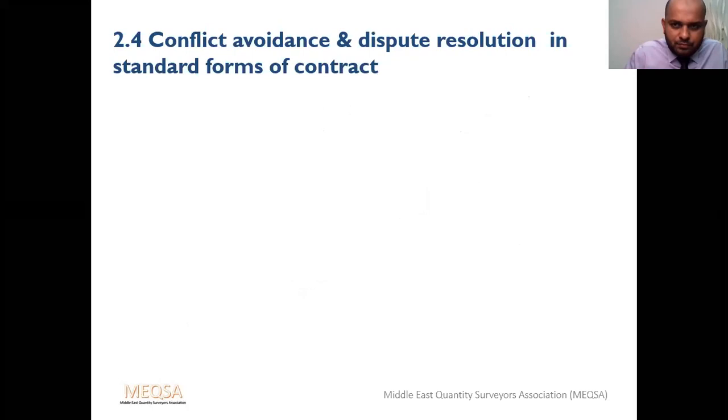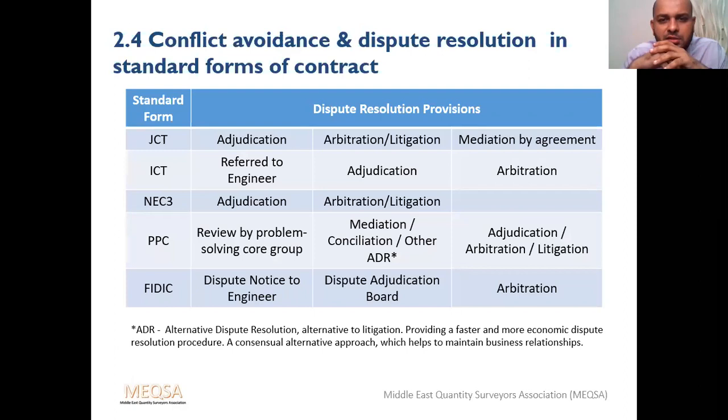Okay, we'll quickly look at the standard forms, the conflict avoidance and dispute resolution in the standard forms of contract. I know you have covered this in many CPDs with our institute. What are the dispute resolution provisions within your contract, FIDIC and other contracts? We'll quickly look at what is there in table form. I have categorized the standard forms and dispute resolution provisions. JCT is a UK-based contract, and some projects in Gulf countries also use it. They have adjudication as an option, and of course arbitration, litigation, and a mediation agreement.